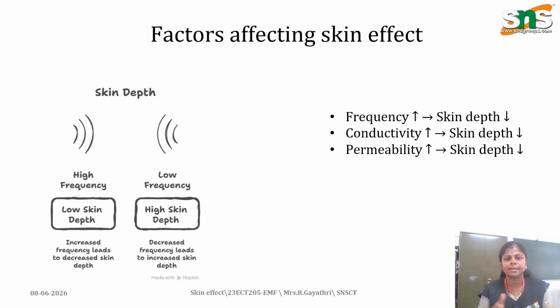Coming to the factors affecting the skin depth: when there is a high frequency, the skin depth is reduced. When the conductivity is increased, the skin depth is reduced. And permeability, mu, which is related to the relative permeability and the absolute permeability: when the permeability, which is related to the magnetic field, increases, the skin depth is also reduced. In low frequency, the skin depth is high. In high frequency, the skin depth is less. Increased frequency leads to decreased skin depth, and decreased frequency leads to increased skin depth.